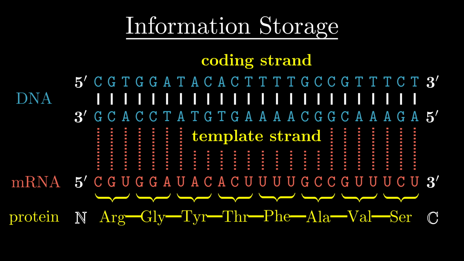We can also see here that reading the mRNA from the 5' end to the 3' end represents the protein sequence going from the N terminus to the C terminus.